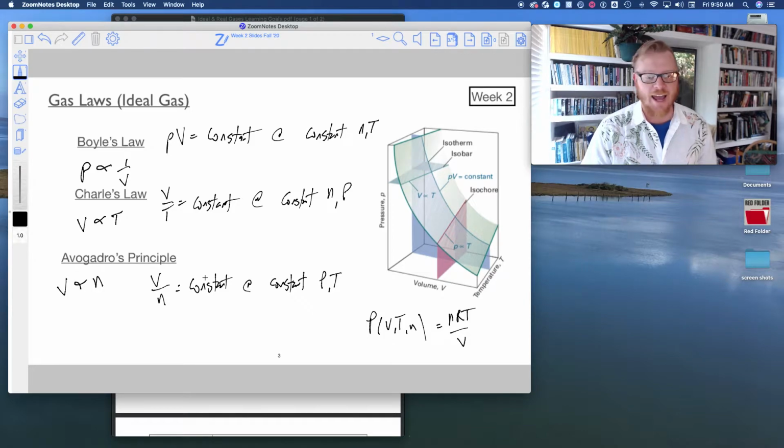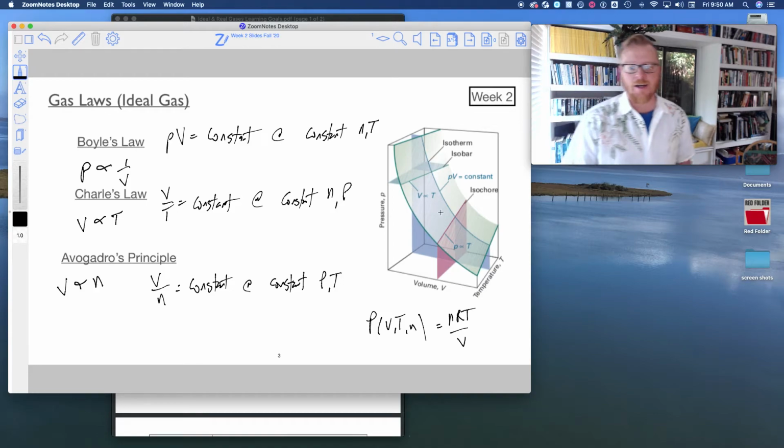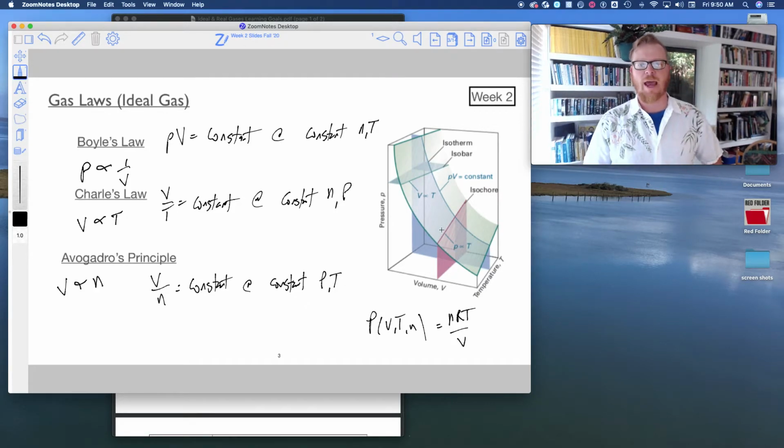And really, it's not the gas constant, right? It's Boltzmann's constant, but you knew that, okay? So Boltzmann's constant is what allows us to combine all of these laws. And so now here is a capture from your book, from Atkins.